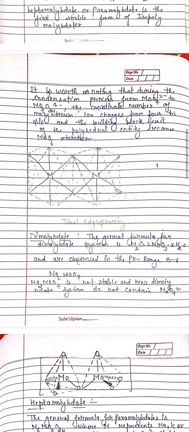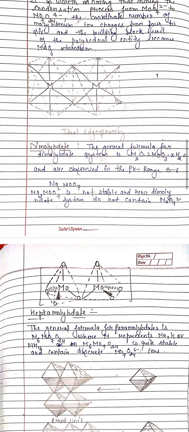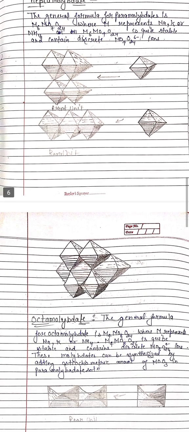Na2Mo2O7 is not stable, hence dimolybdate systems do not contain Mo2O7 2-. The structure of dimolybdate. Heptamolybdate. The general formula for the paramolybdate is M6Mo7O24, where M represents Na, K or NH4, and Mo7O24 is quite stable and contains discrete Mo7O24 6- ions. The structure of heptamolybdate ion.